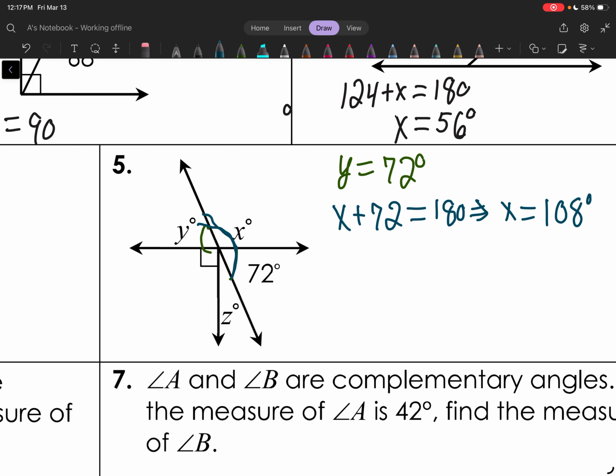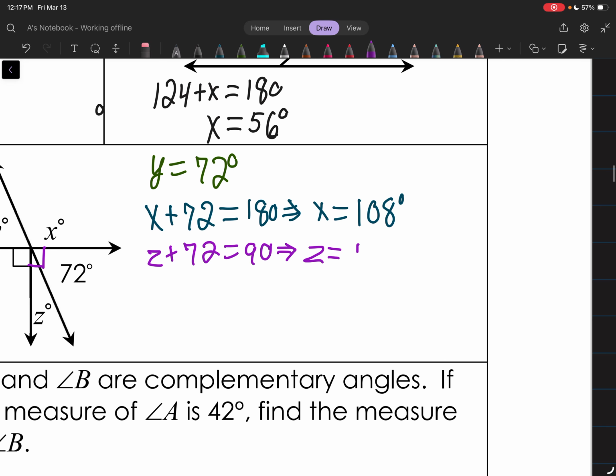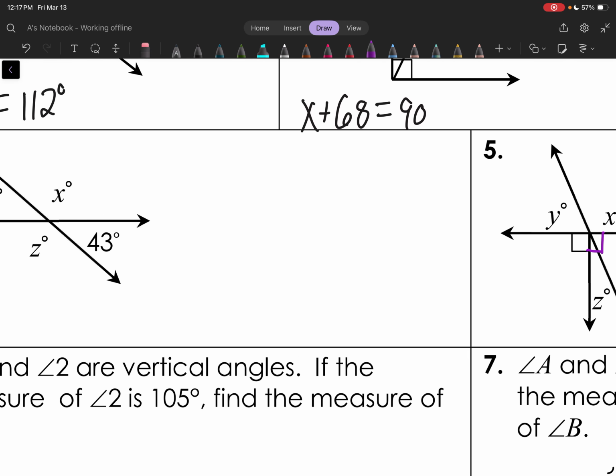And lastly for z, I'm going to erase these lines so it looks less cluttered. I have a right angle here, I know from the bottom left corner. So z and 72 are complementary. Z plus 72 degrees is 90. Therefore, we can find that z is equal to 18 degrees. Go ahead and try number 4.